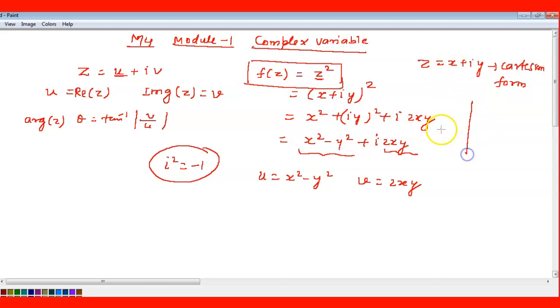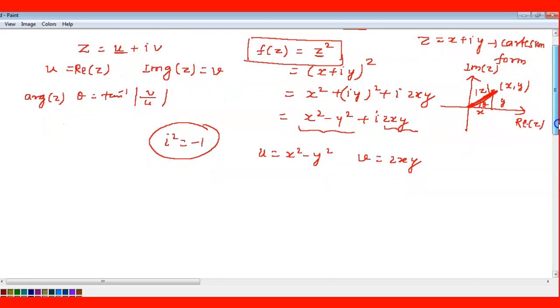X is the real part of z, and y is called the imaginary part of z. So x plus iy means this is the coordinate x and y, you can assume here. This is x, this is y, and this is z, the amplitude, the modulus of z. And this is theta, which is called the argument. So z is equal to x plus iy in the Cartesian form.